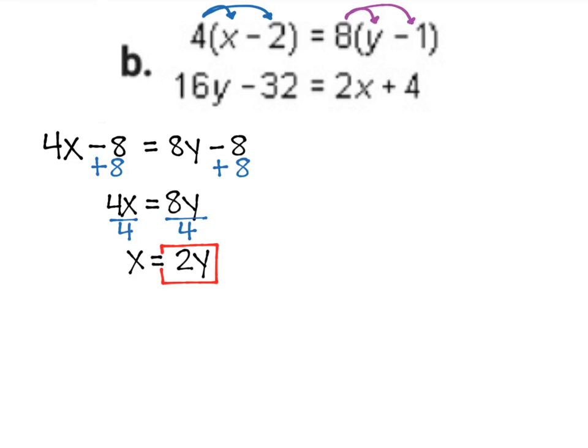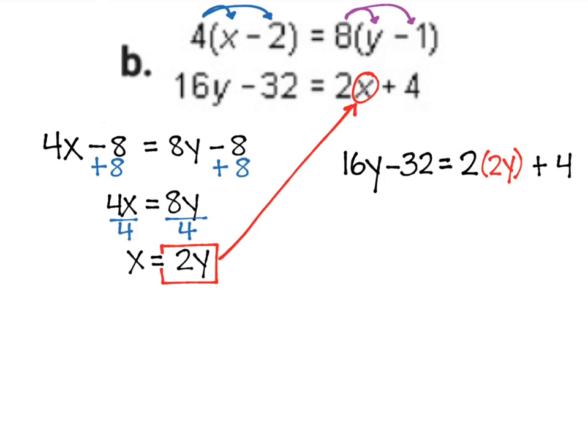I'm going to substitute that 2y into the equation I have not yet touched, which is the second equation. So where I see x right here, I'm going to plug in a 2y. So here I'm going to rewrite the equation. 16y minus 32 equals 2 times what was x, now it's 2y, plus 4. I'm going to simplify by multiplying these together. It's distribution.